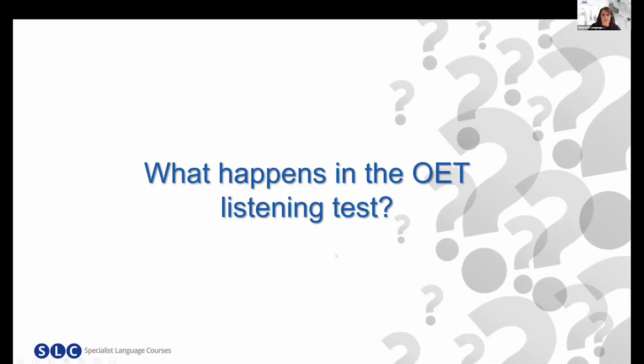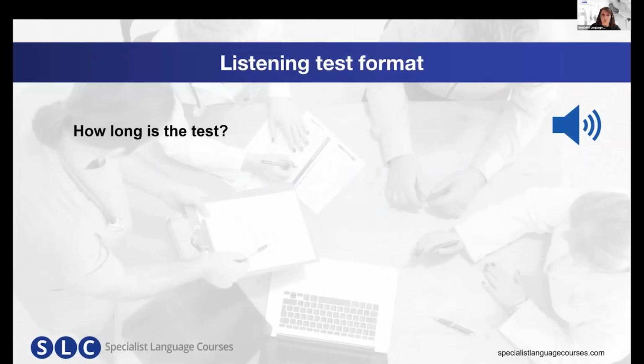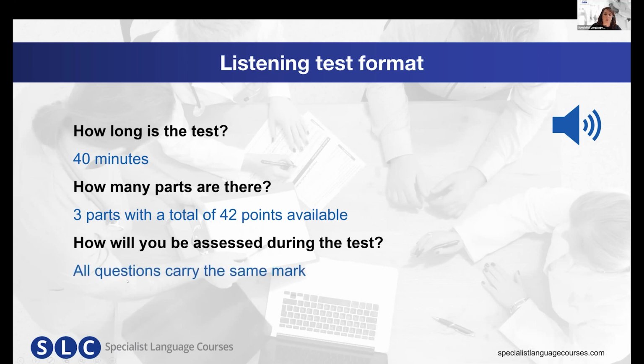So what happens in the OET listening test? The test altogether is about 40 minutes long. There are 3 parts with a total of 42 questions, and all questions carry the same mark.